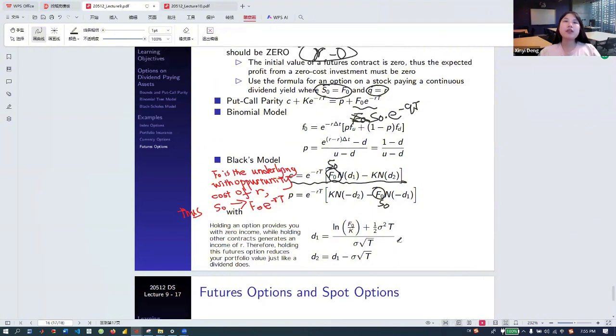I also added the opportunity cost explanation here. If you have some interest, you can read this on your own, but it's really just what I just said.